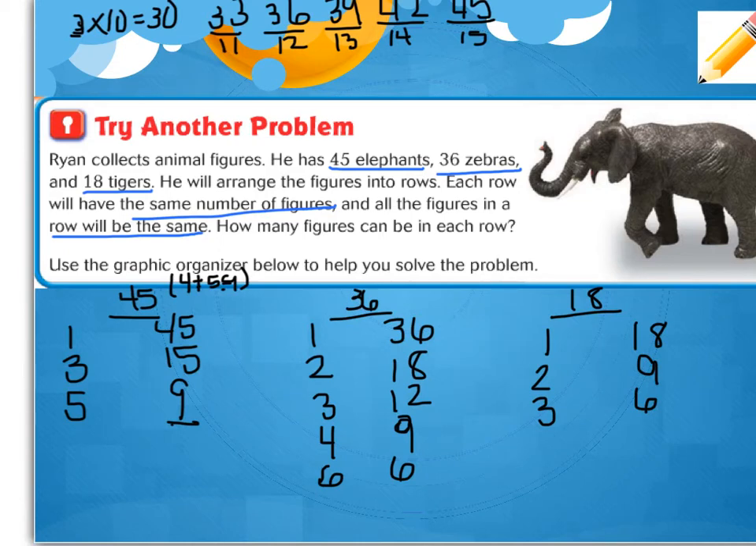Now look for the common factors that these three numbers have in common. Of course, 1. I see 3 in each row as well. I also see 9. And those are all the factors that all three numbers have in common, telling me that my answer is that they can have either 1, 3, or 9 figures in each row.